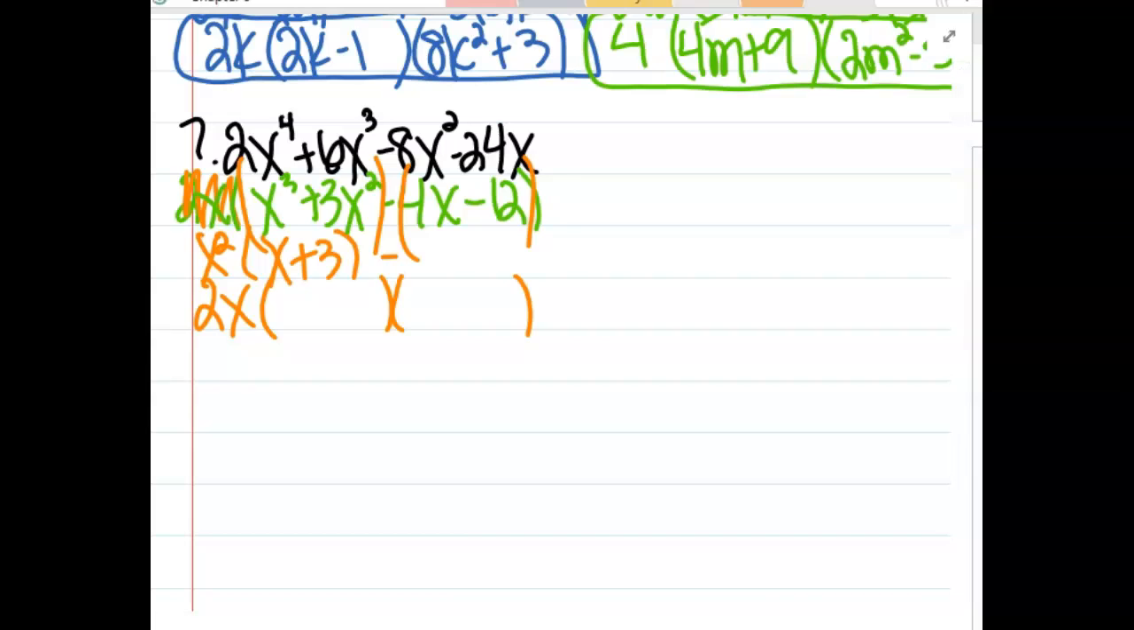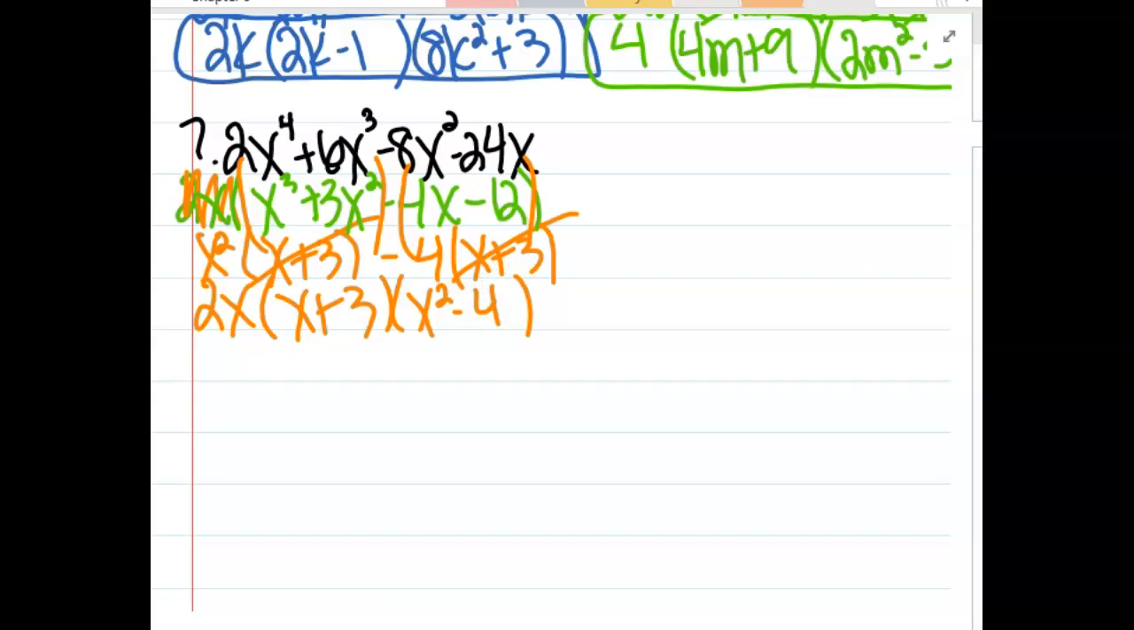Okay, trying to get your brain thinking here. 4x and 12, what do they have in common? It's a 4. So I factor out a negative 4. I'm left with x plus 3. So these two groups have an x plus 3 in common. And I'm left with x squared minus 4.